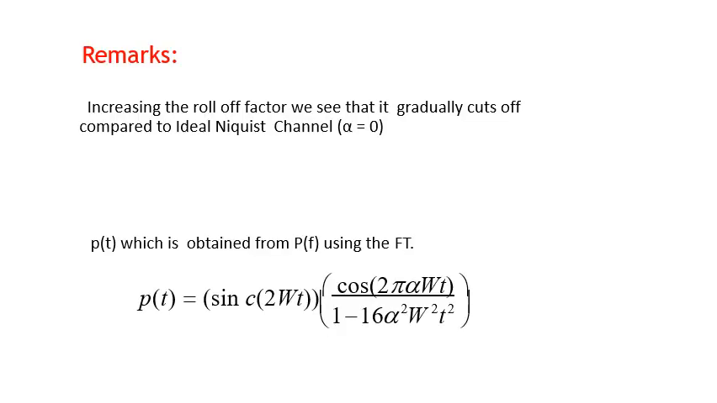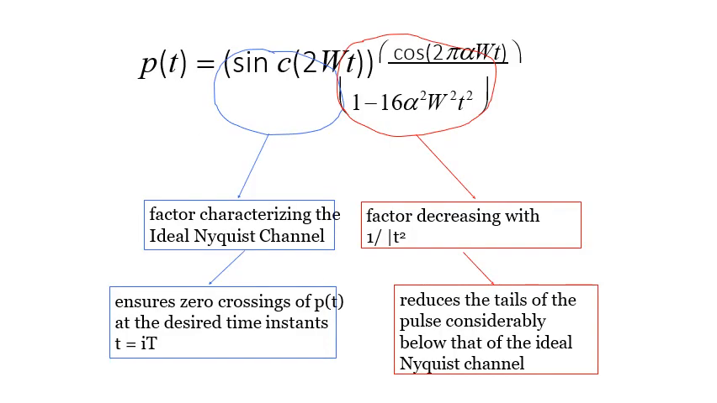So p(t) is obtained from P(f) using the Fourier transform. p(t) is equal to sinc(2Wt) times cos(2 pi alpha Wt) divided by (1 minus 16 alpha squared W squared t squared). So in p(t), the sinc(2Wt) is the factor characterizing the ideal Nyquist channel. So this ensures the zero crossing of p(t) at the desired time instants t equal to iTb.